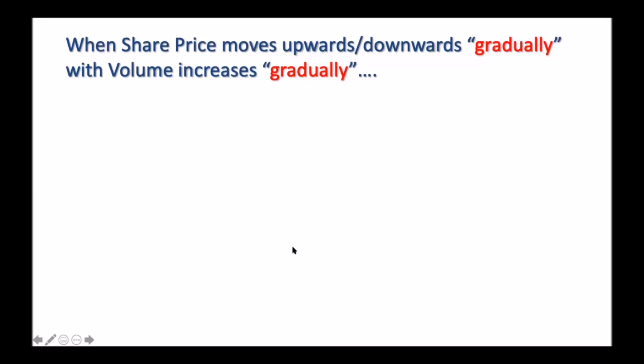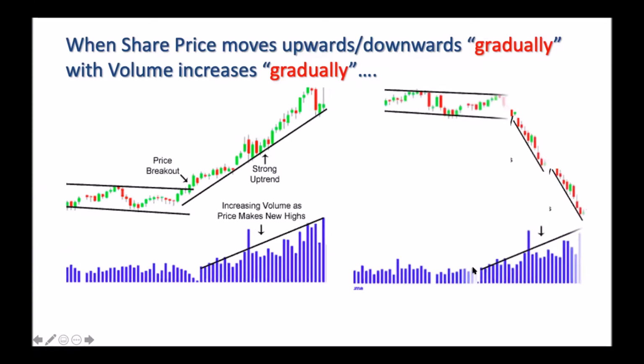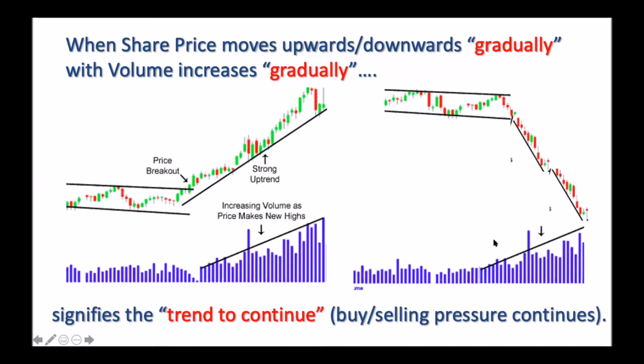When the share price moves upward or downward gradually, with the volume also increasing gradually, like this one, the price going up slowly and the volume going up gradually, or when it's going down with the volume going up slowly, it signifies that the trend is most likely to continue. The buying or selling pressure tends to continue.